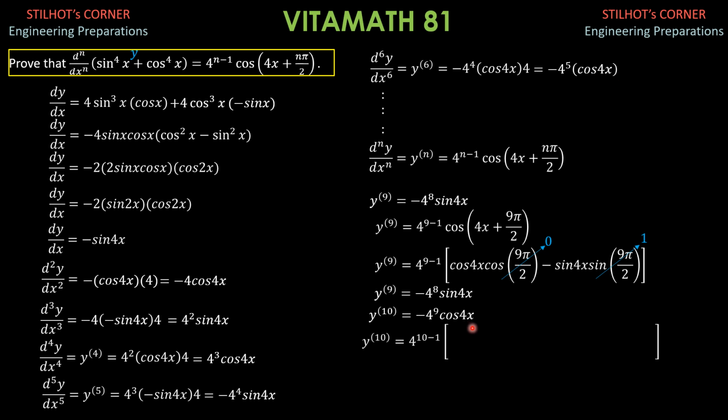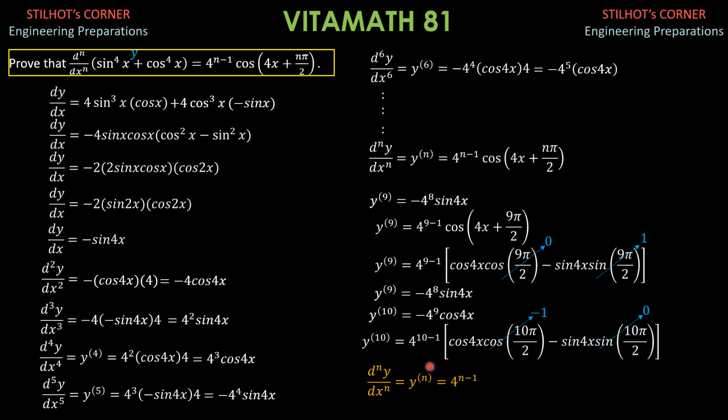So by expansion, 4 to the 10 minus 1, using this result on the right side, cosine 4x cosine 10 pi over 2, minus sine 4x sine of 10 pi over 2, or 5 pi. Sine of 5 pi is 0 while cosine of 5 pi is negative 1. So that's 0, therefore cosine 4x times negative 1, negative cosine 4x. So negative 4 to the 9 cosine 4x. That's the result, which is the same as that.